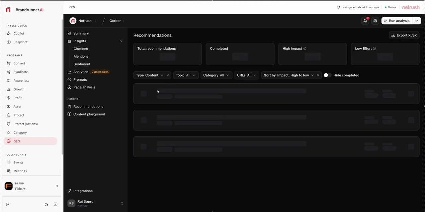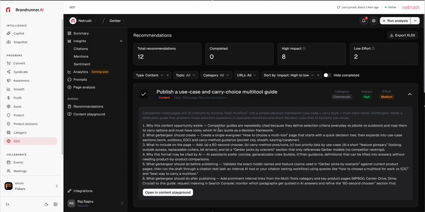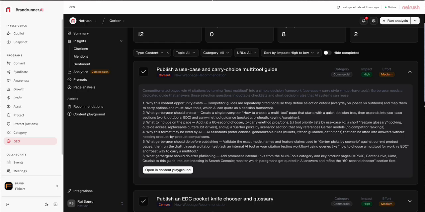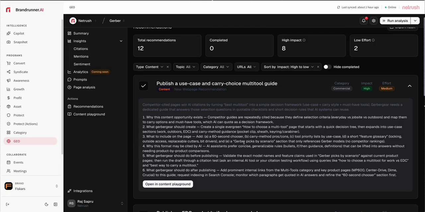Also, the content recommendations are specific, again, organized by their level of impact and level of effort. For example, here it's recommending publishing a use case and carry choice multi-tool guide for the website. So that's a recommendation to be added to the website with examples of specific content that need to be in there. And what the system is saying is when you have that content, you're able to put yourself in the citation mix for the specific prompts that we pre-populated.